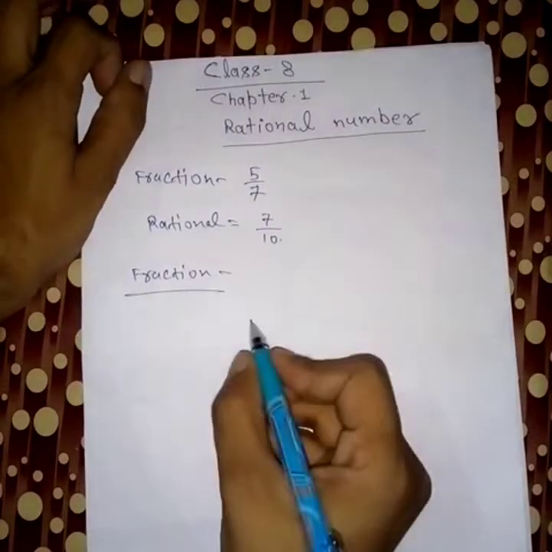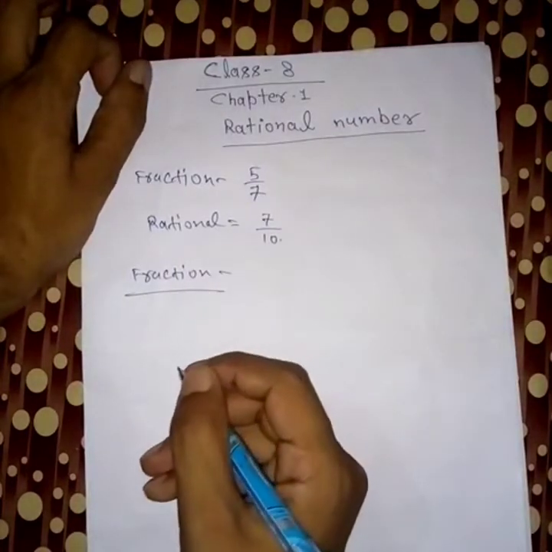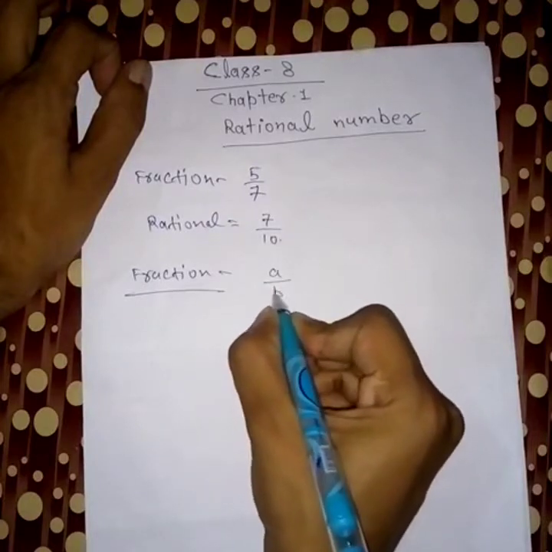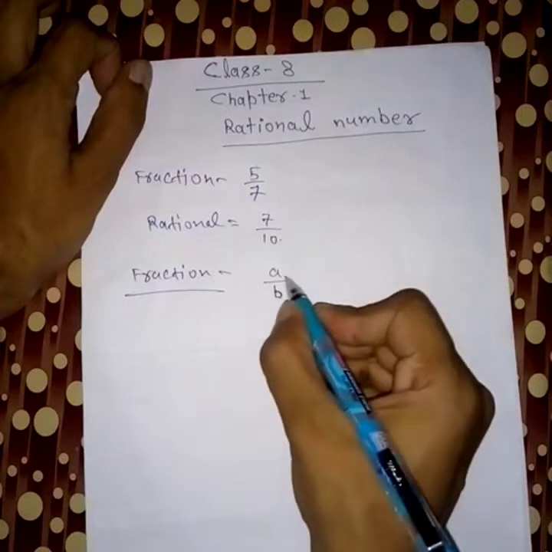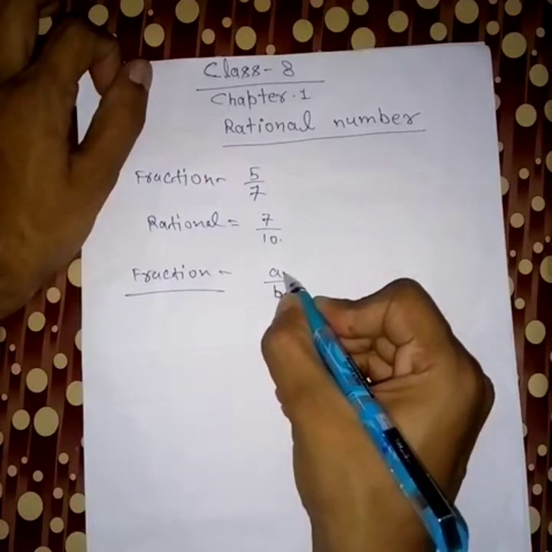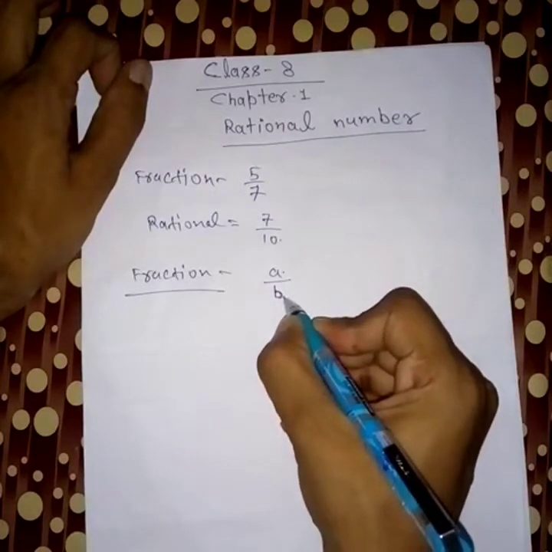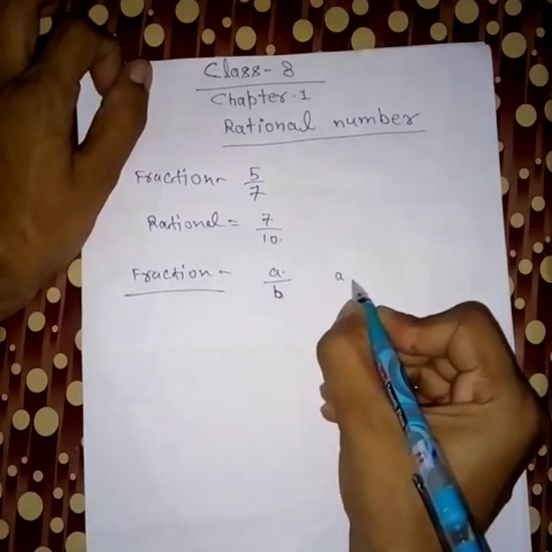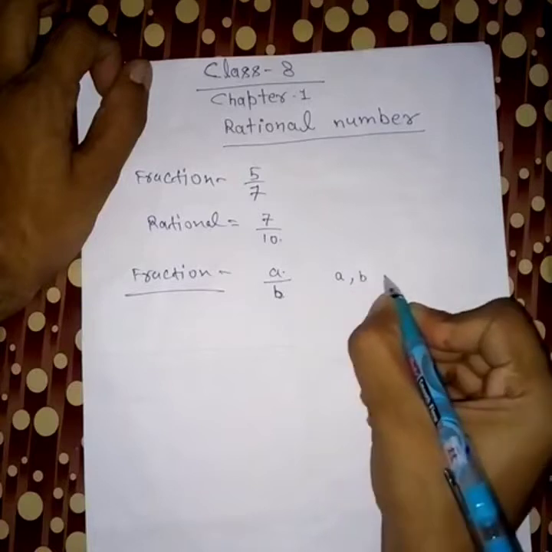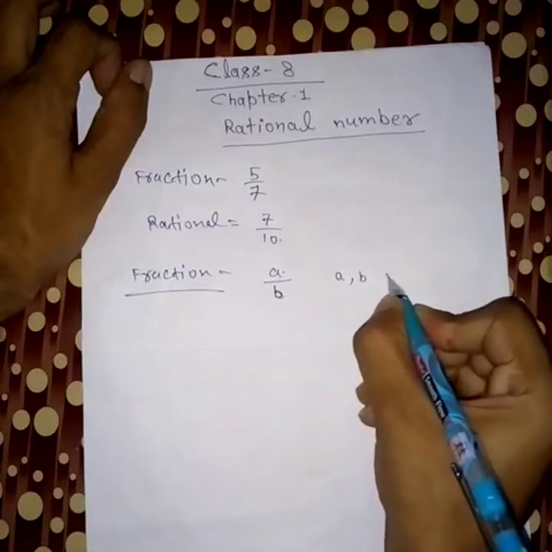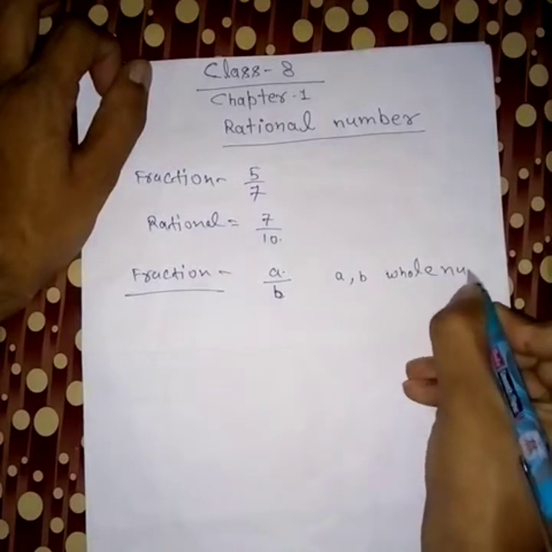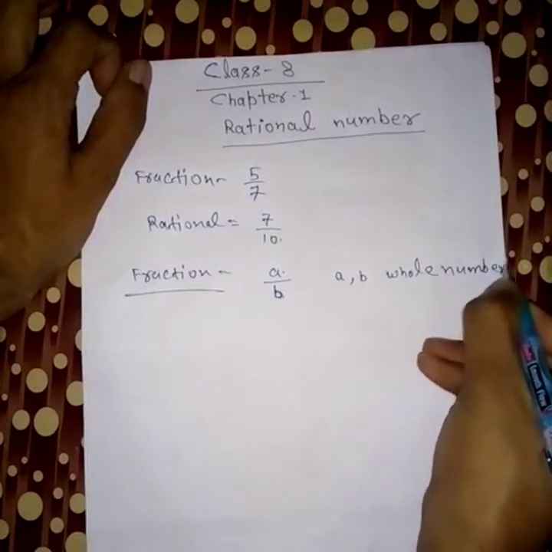In the fraction, we have numerator and denominator. That means a by b. A fraction is always in the form of a by b. Here a is the numerator and b is the denominator. Apart from it, both a and b must be whole numbers.